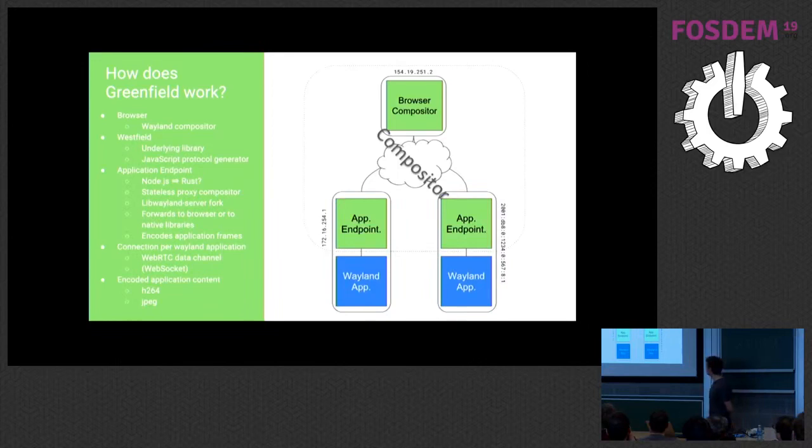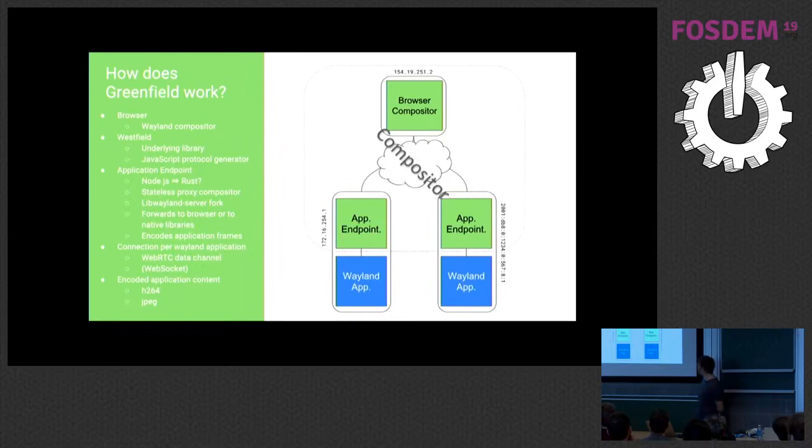Let's go over it together. On the top we have our browser compositor. So this is basically the end user's browser machine that you can see. And the browser compositor at the top is built on Westfield. Westfield is a separate underlying library. It's also written in JavaScript. And it basically functions as the protocol generator, which I explained earlier. It generates all your stubs based on the Wayland XML files. You can use vanilla Wayland XML files. There's no modification required. And those stubs are then implemented by Greenfield in the browser.